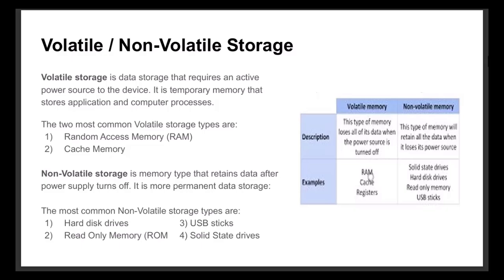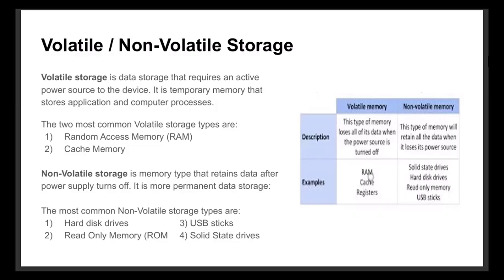Non-volatile storage is any memory type that is able to be retained permanently without a power supply. Non-volatile storage is also called permanent data storage. Your most common non-volatile storage types are hard disk drives, solid state drives, USB flash, and optical disks.